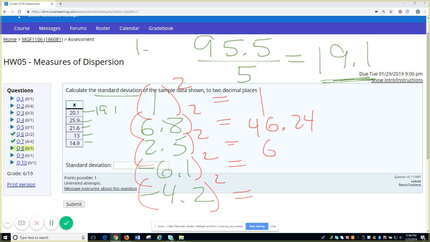Next deviation is 0.5, squared. And then negative 6.1 times negative 6.1 is a positive 37.21. And 4.2 times 4.2 is 17.64 positive.